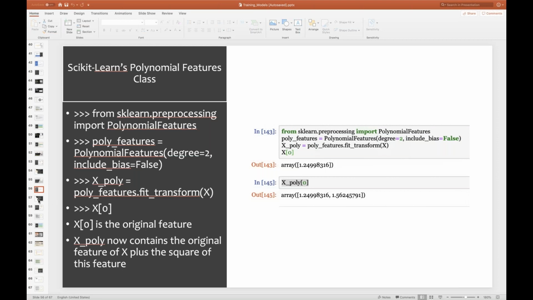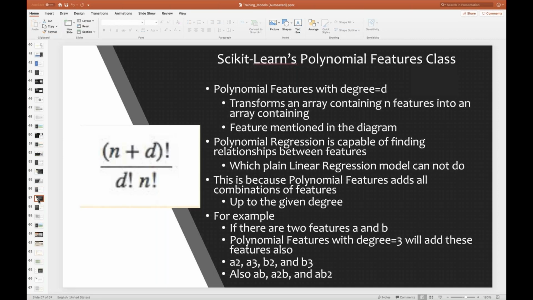Okay, that's fine. Now, look at this diagram. (n + d)! divided by d! and n!. Now, what is d and what is n? Simple, boss. Polynomial features with degree equal to d. This means it transforms an array containing n features into an array containing the features mentioned in the diagram.